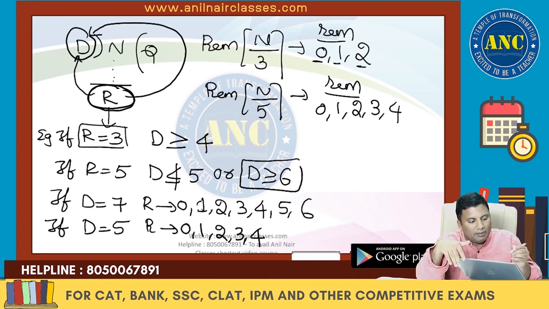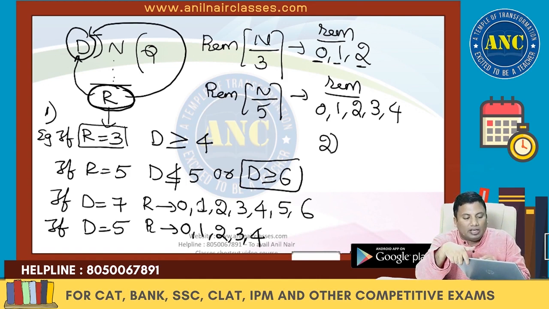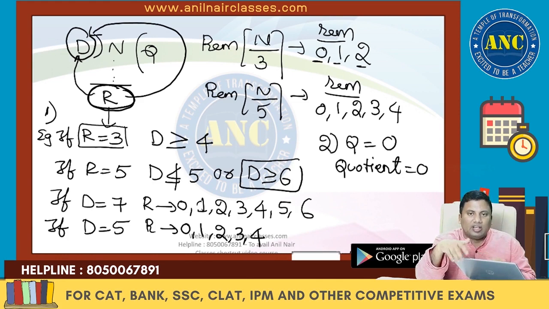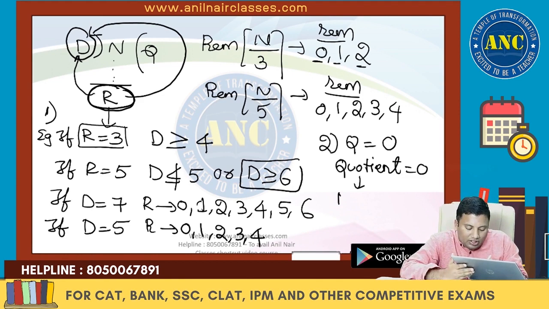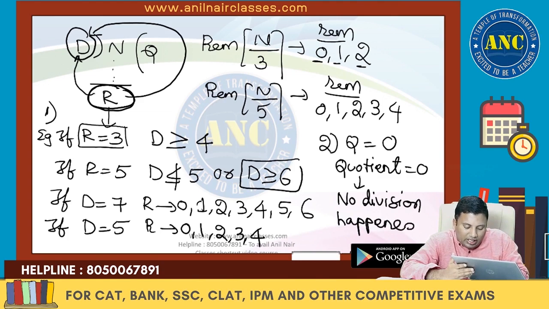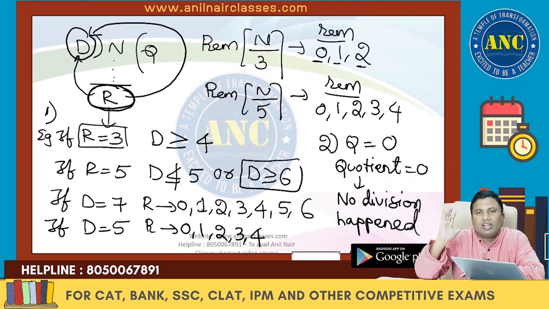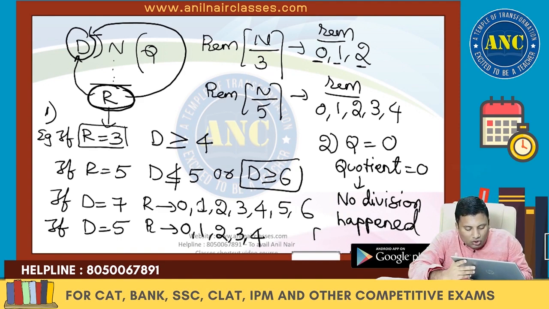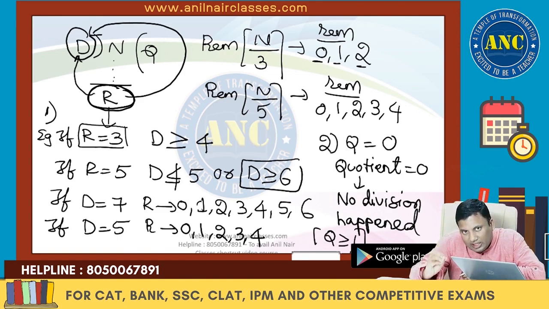Another important point. This is the first important key point. Second important key point: if Q is 0, what do you mean by Q is 0? Q is 0 means quotient is 0. If quotient is 0, that means no division happened. Quotient cannot be 0. Quotient value should always be greater than or equal to 1. If the quotient is 0, that means division has not happened.